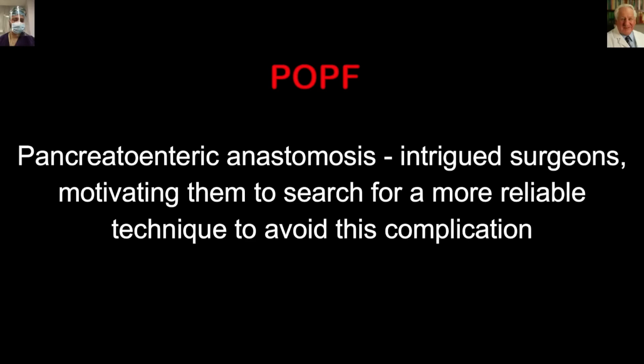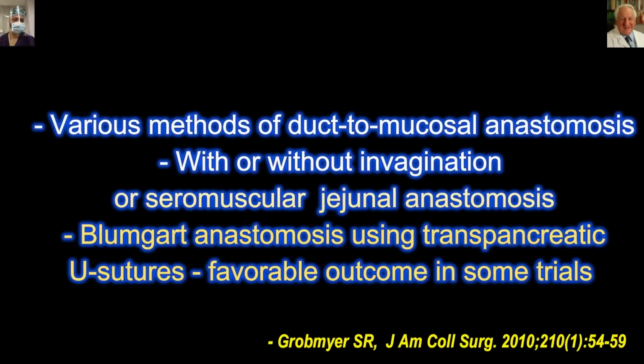pancreatico-enteric anastomosis. The paper to which I have given the reference here is by Grobmeyer, in which Sir Blumgart is one of the co-authors. They said there are various methods of duct-to-mucosa anastomosis, with or without invagination, or seromuscular jejunal anastomosis. But the Blumgart anastomosis using transpancreatic U sutures has a favorable outcome in some trials.